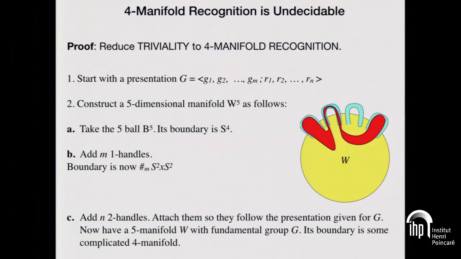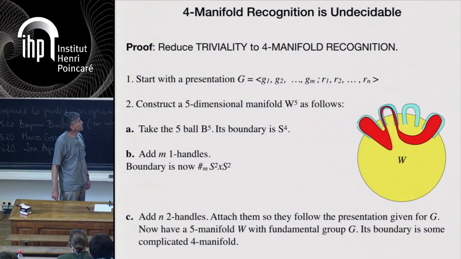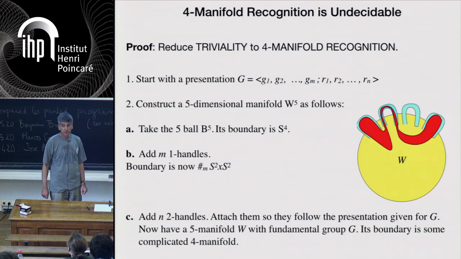Okay, so we'll do one of these 2 handles for every relation, and Morse theory then tells us that we have some 5 manifold with the right fundamental group. Now, why did we use a 5 manifold instead of a 4 manifold when we want to prove something about non-recognizability of 4 manifolds? Well, this 5 manifold is not closed. It has boundary.